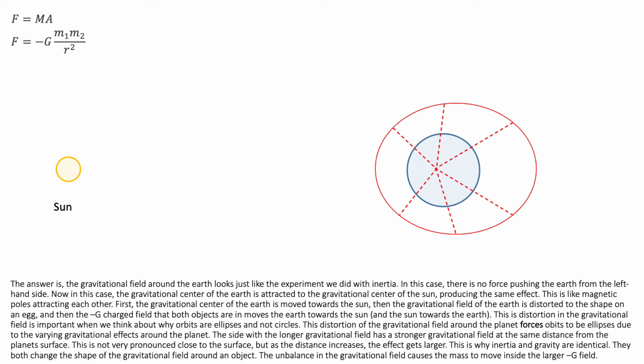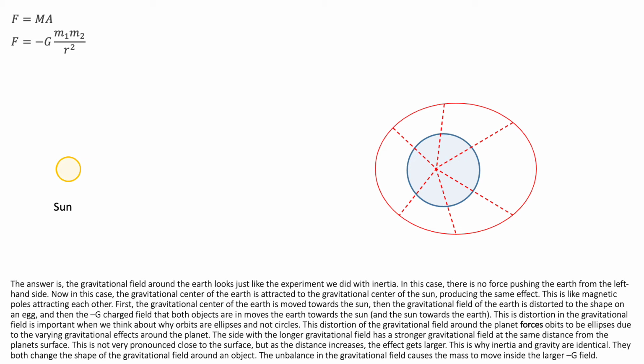First, the gravitational center of the Earth is moved towards the Sun, then the gravitational field of the Earth is distorted to the shape of an egg, and then the g-charged field that both objects are in moves the Earth towards the Sun, and the Sun towards the Earth. This distortion in the gravitational field is important when we think about why orbits are ellipses and not circles. This distortion of the gravitational field around the planet forces orbits to be ellipses due to the varying gravitational effects around the planet.